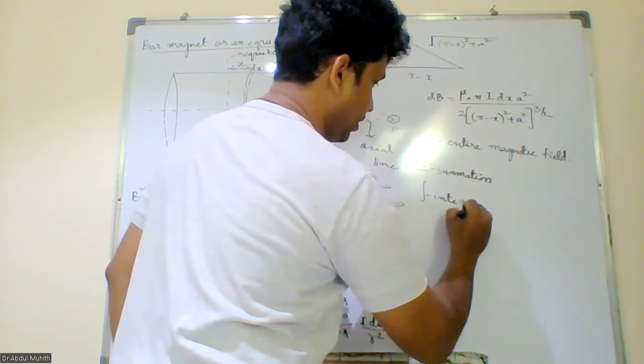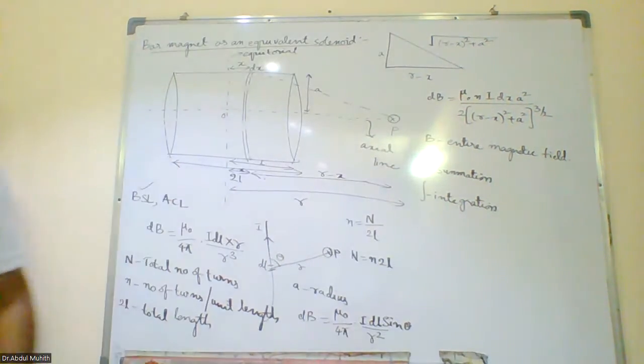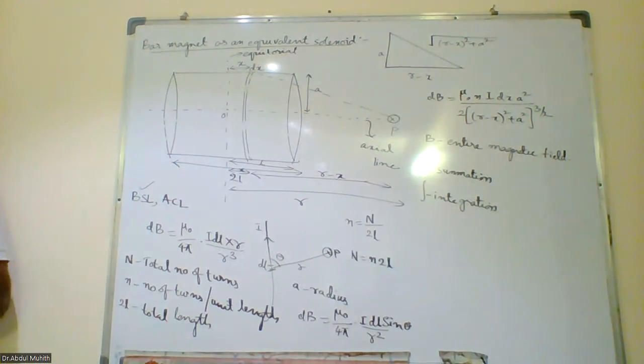What is the difference between summation and integration? Any idea? Integration is to find the area under the curve. Very good. Area under the curve. Summation is to find the total value. What do you think, Aaron? Where do you use summation and where do you use integration? This I discussed many times in the class.